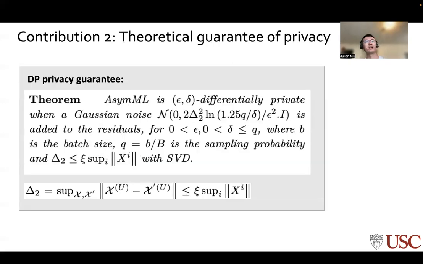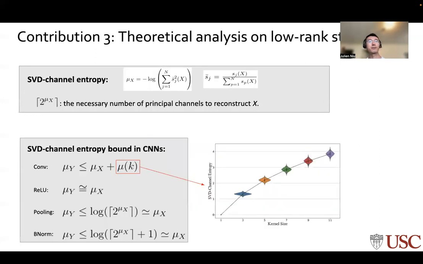The second contribution we have is a theoretical guarantee for the privacy. By adding noise to the residuals and sending the noisy residuals to the GPUs, we achieve differentially private protection of the data. Compared to the method that directly adds noise to the raw data, the noise required in SML is much less. The third contribution we have is a theoretical analysis of the low-rank structure in models.